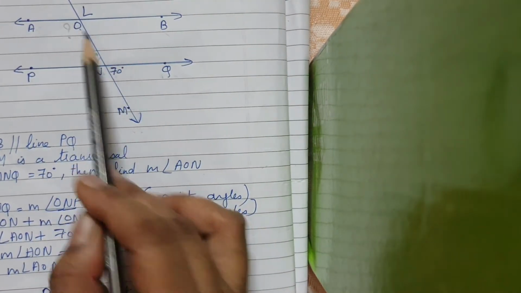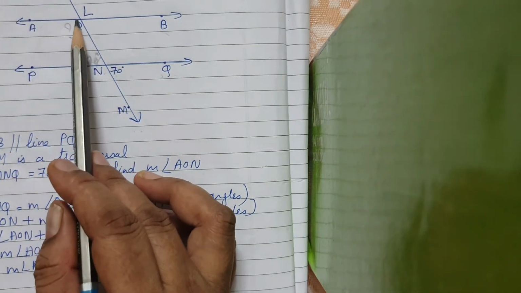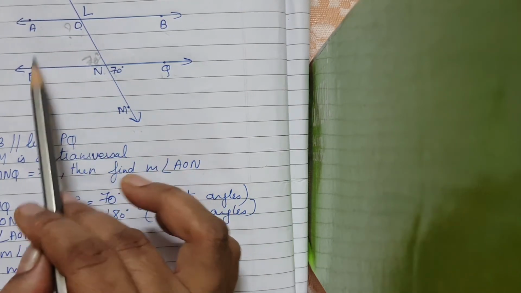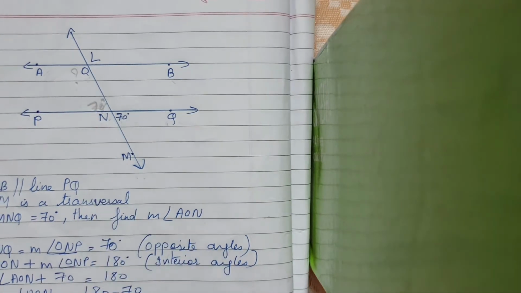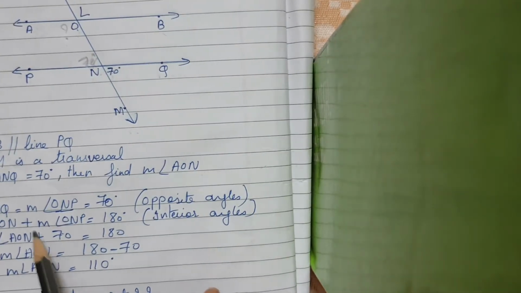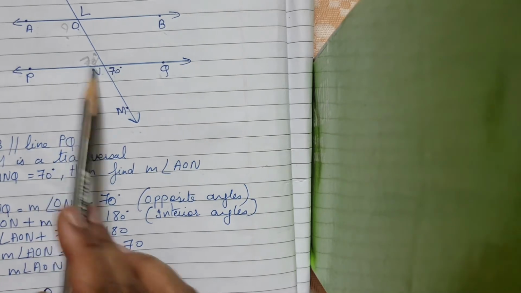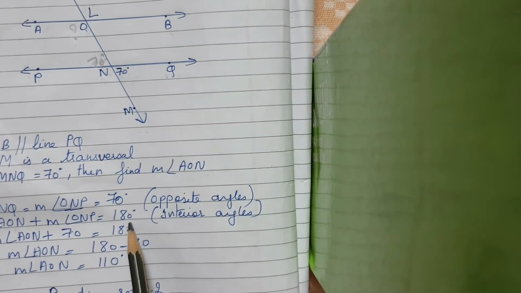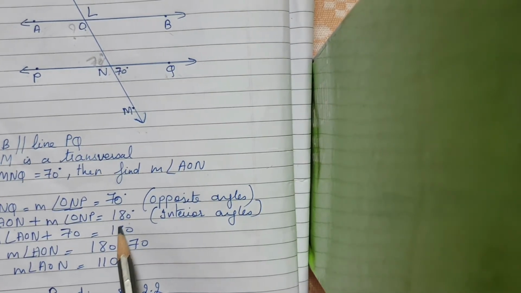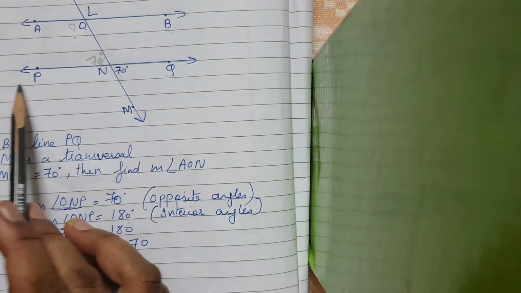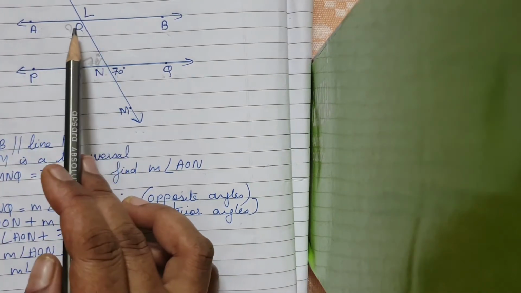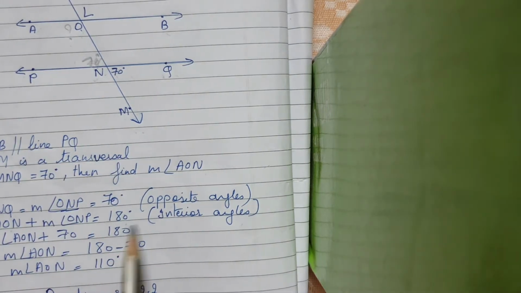But this ONP is 70 and they told us to find AON. We don't know how much it is, but these are coming inside, so they are interior angles. So we will write interior angles. We have to put a plus sign, right? So measure angle AON plus measure angle ONP is equal to 180 degrees because they are supplementary angles. You remember this? Interior angles are supplementary angles. So we write in the bracket interior angles.